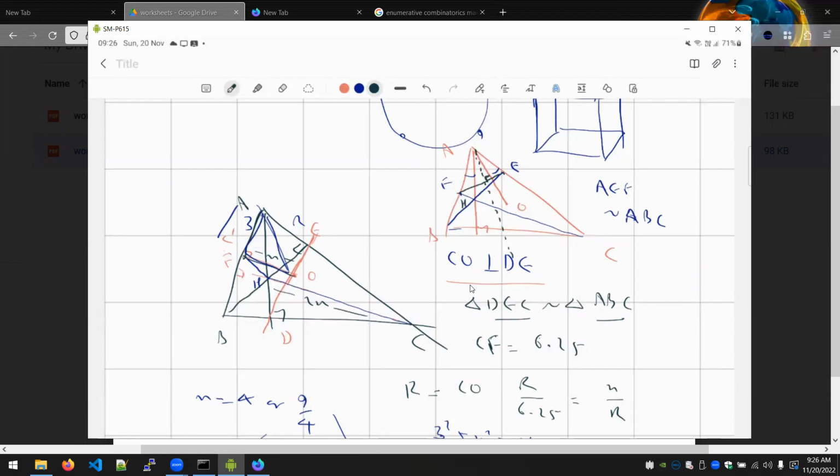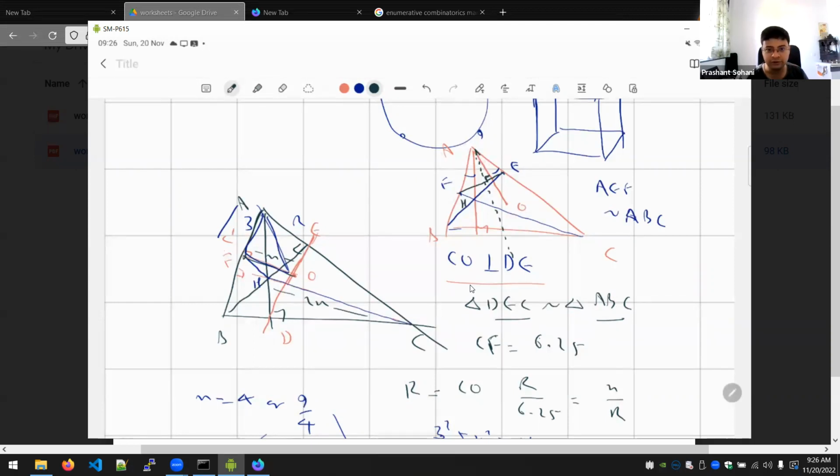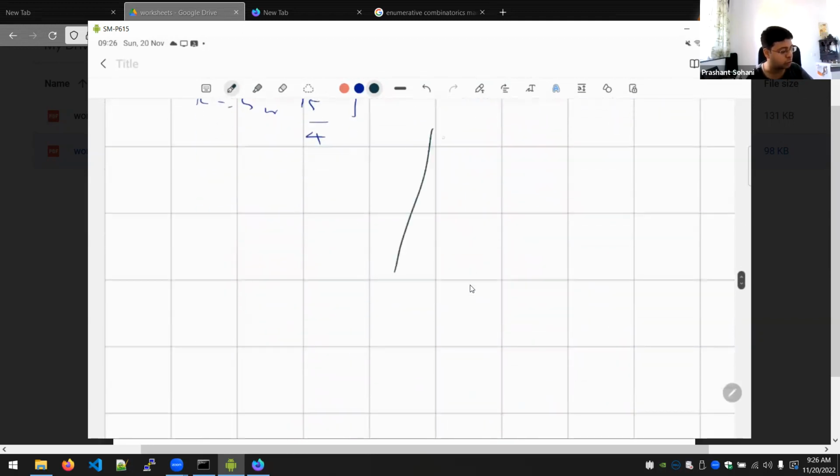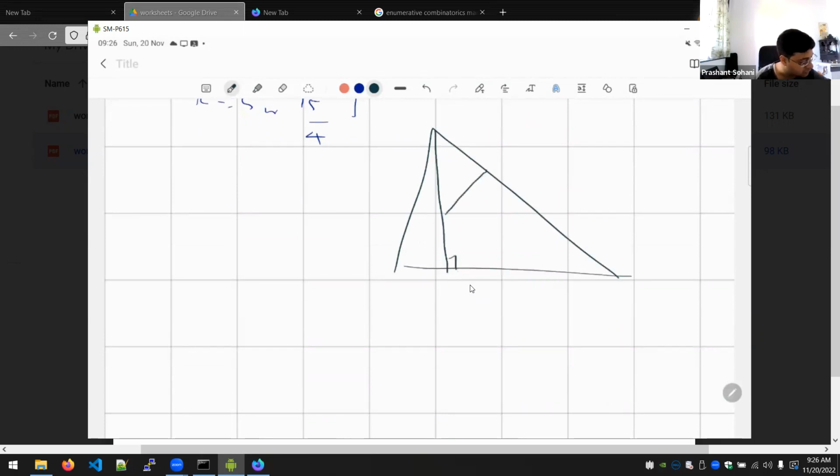I didn't get it. So basically, triangle AEF is similar to triangle ABC, right? And not only is it similar, it is a mirror image kind of, because if you look at this, the orientation is reversed.